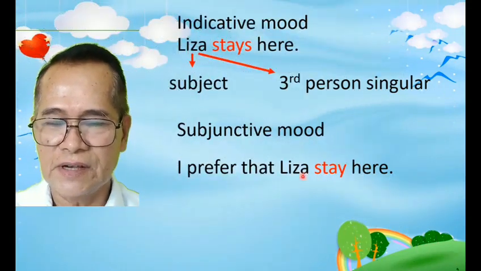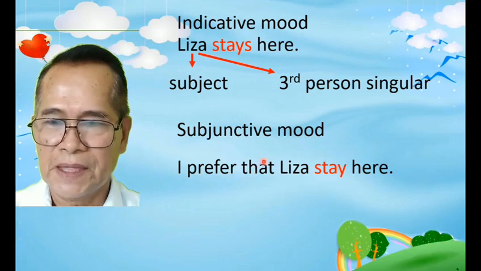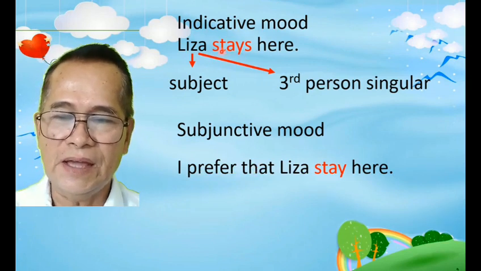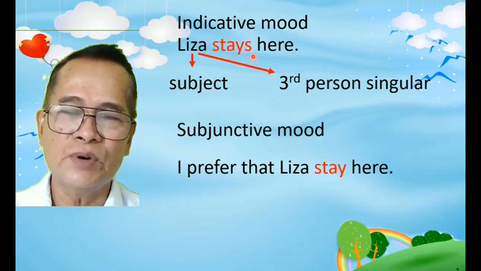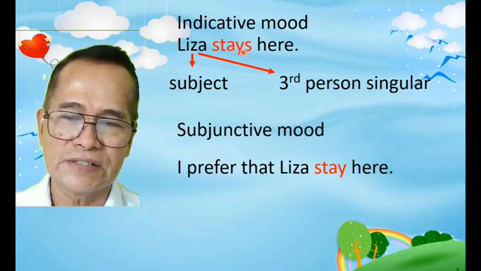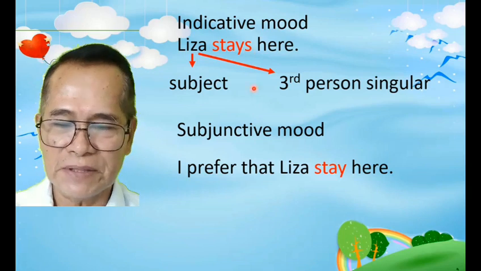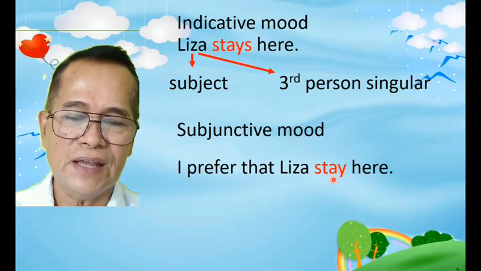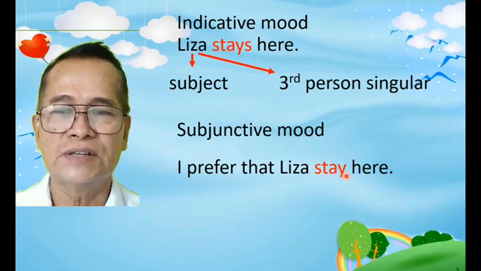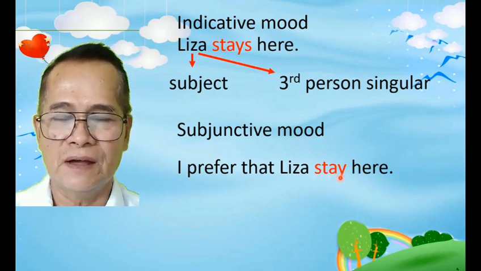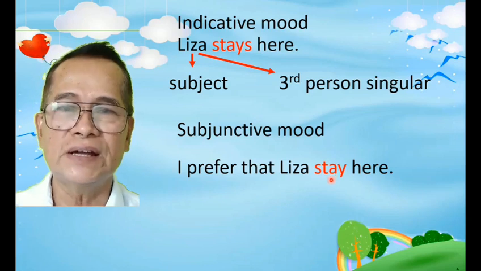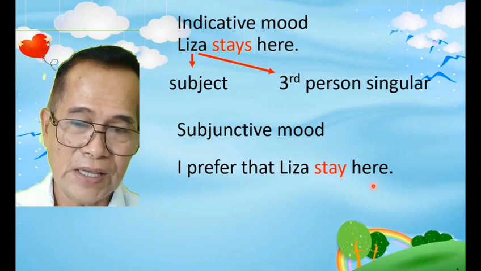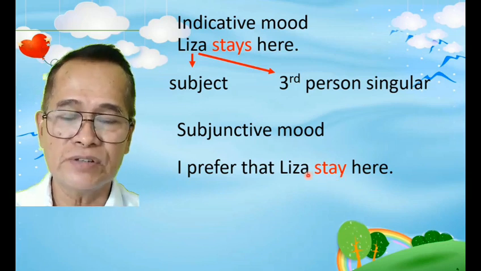Now, let us here analyze the difference. In the indicative mood, the verb here ends in S. Dito sa indicative mood ay nag-e-end siya sa S, ang verb na stay. But here, in the subjunctive mood, the verb does not end in S. Wala siyang S dito sa verb. That is the difference between the indicative and the subjunctive mood. And it happens only in third person singular.